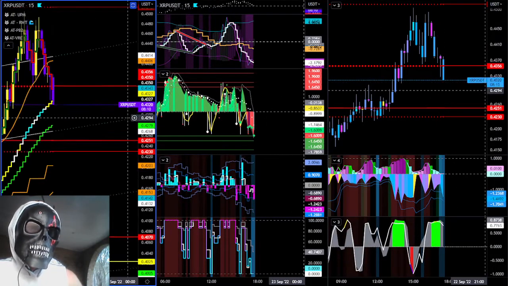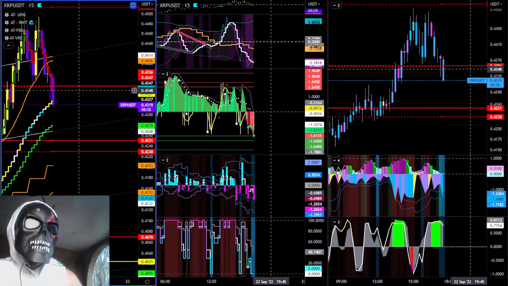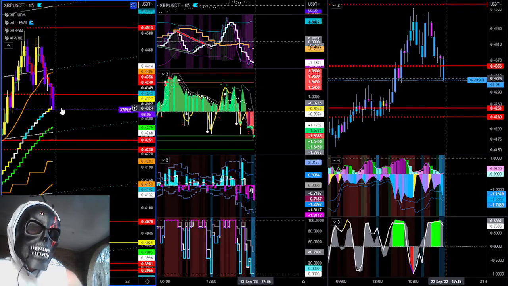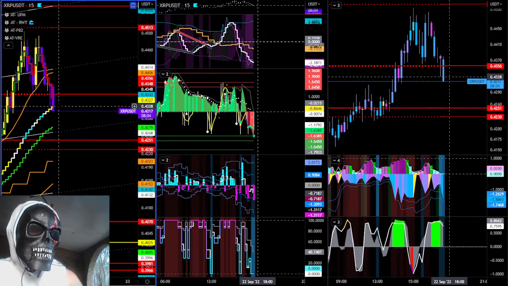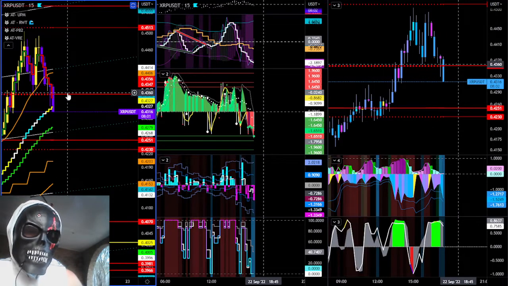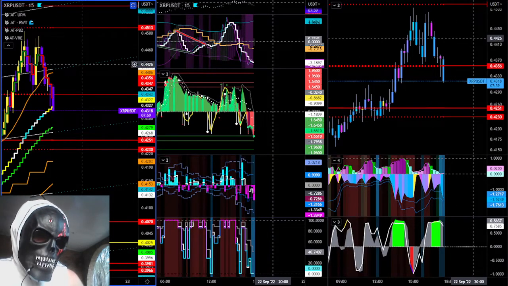Yeah, so this is going to be dragged down a bit into this region, and then maybe from there you can look for continuation. If this closes in the next 8 minutes above this, it's going to try for the red line. Close above that, it's going to try for that.